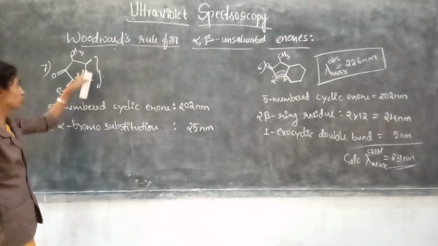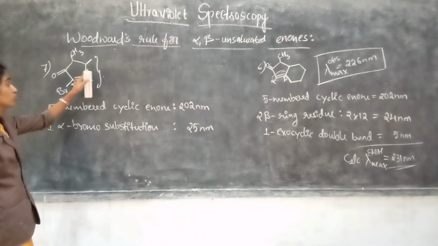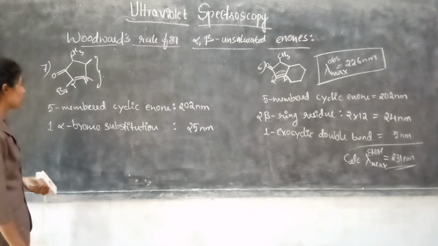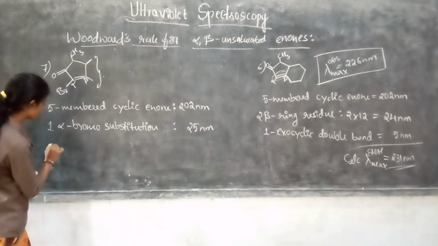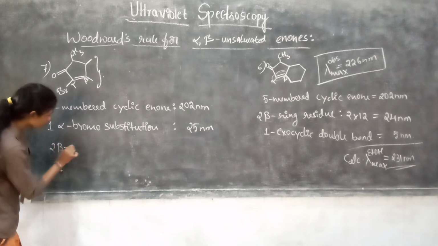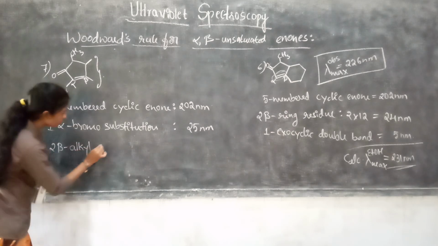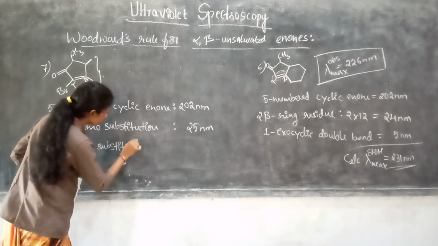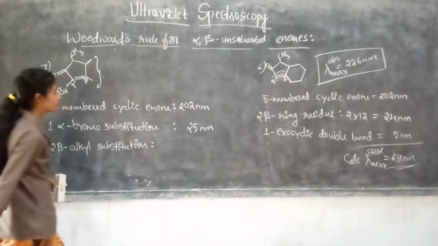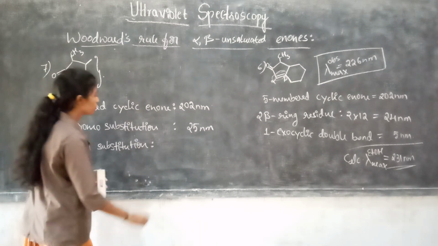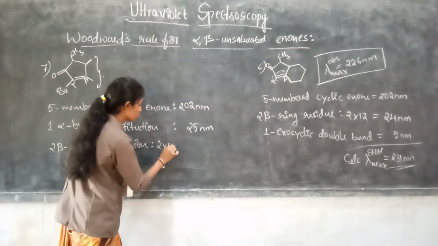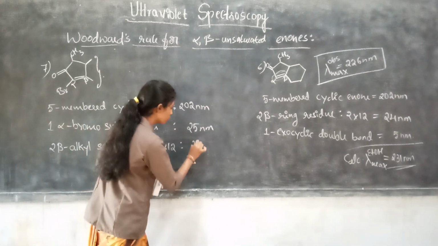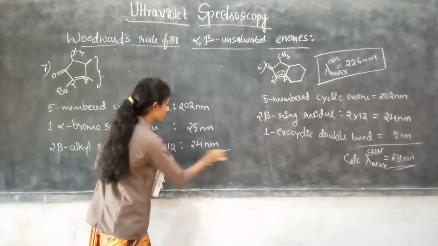Next, at beta position we have one alkyl substitution and one ring residue, which we will consider as 2 beta alkyl substitutions. For each alkyl substitution or ring residue present at beta position, there will be addition of 12 nanometer. So for 2 substitutions there is addition of 24 nanometer.